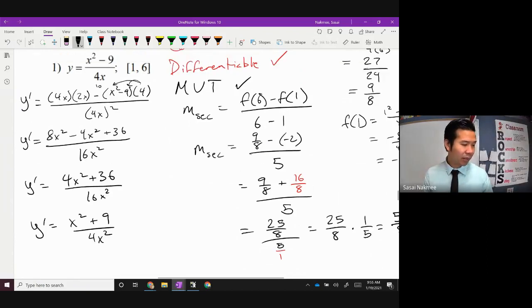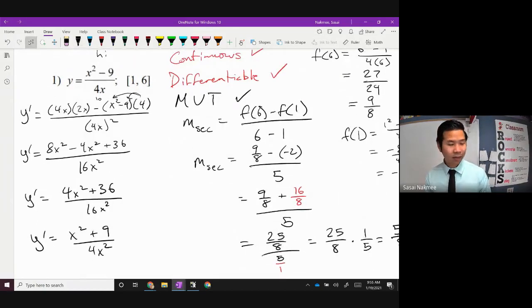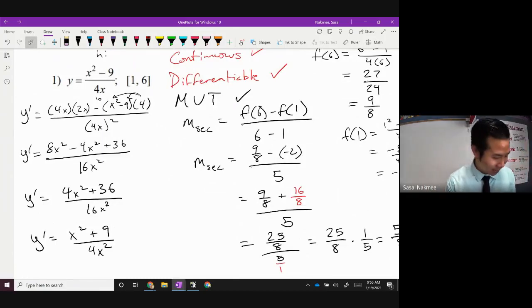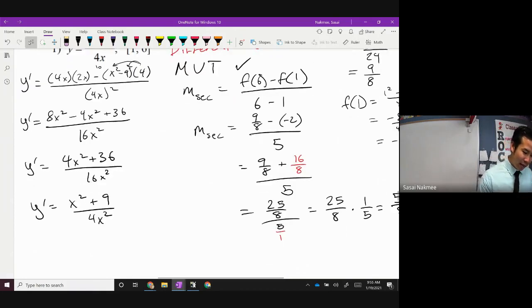Did I do that right? Does that look okay? Anyone want to double check? Make sure that I did that correctly. I hope I did that correctly. Now, the mean value theorem, you're not done just because you found the derivative, right?